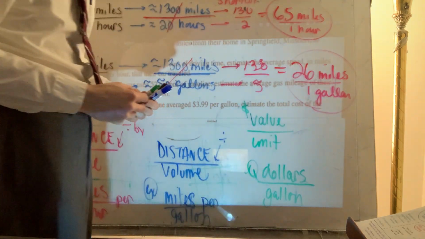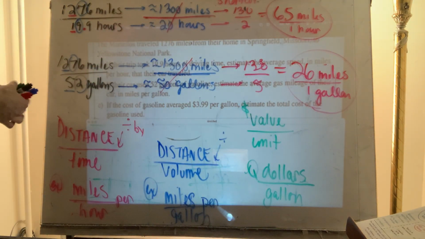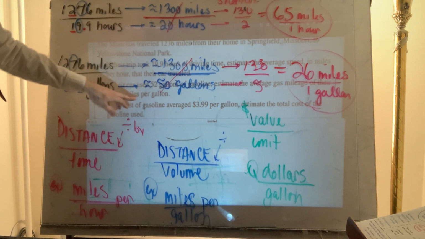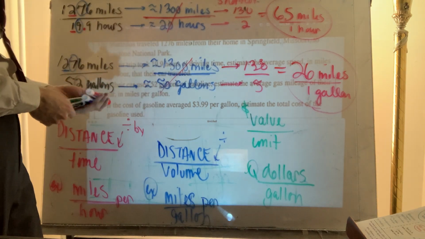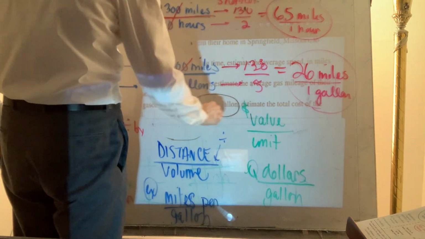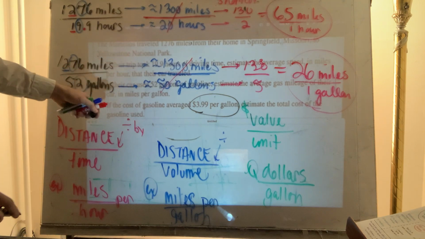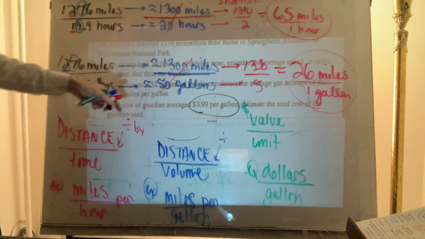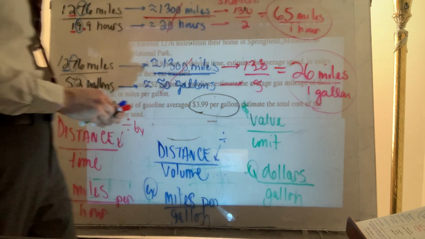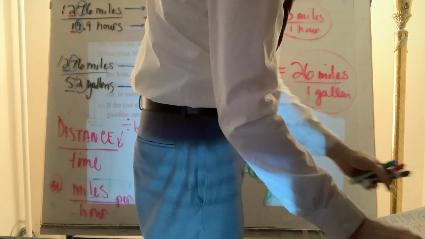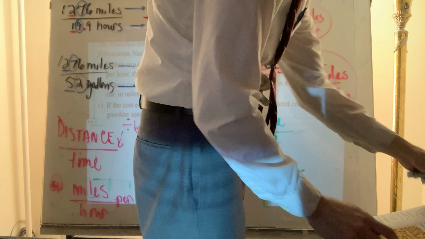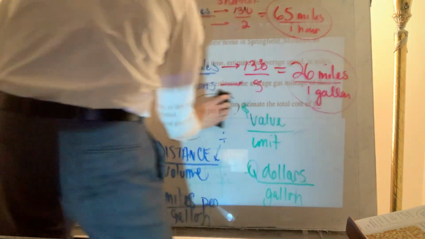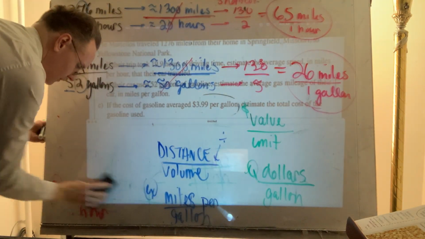All right. Also reasonable. And then the last one is: if the cost of a gallon averaged $3.99 per gallon, estimate the total cost of the gallons used. Well, they just told us that it's 52, right? Let me show you a little trick here, and I can get this out of the way now.